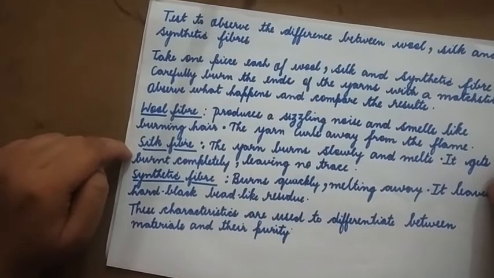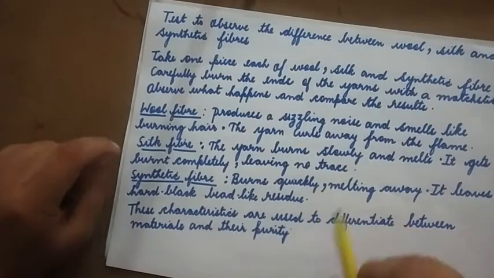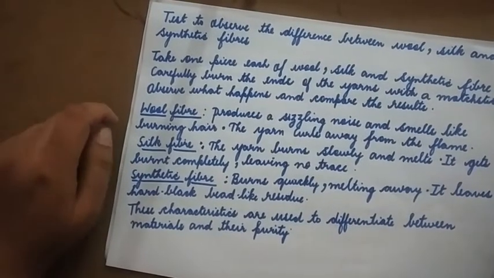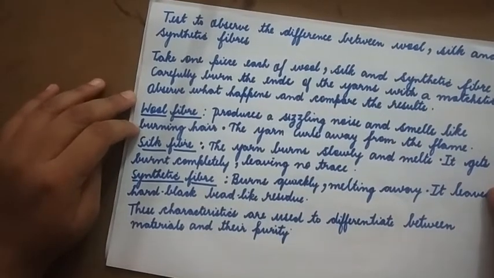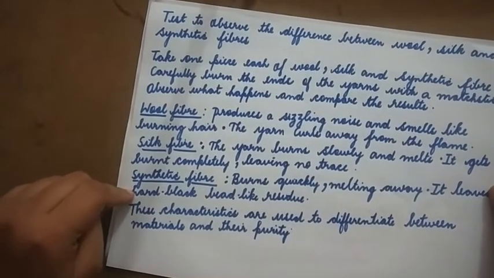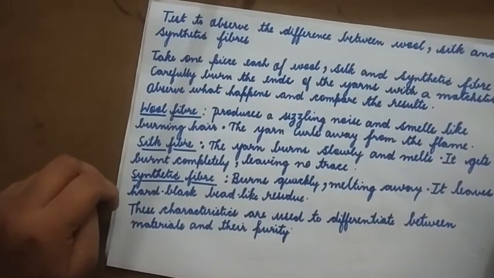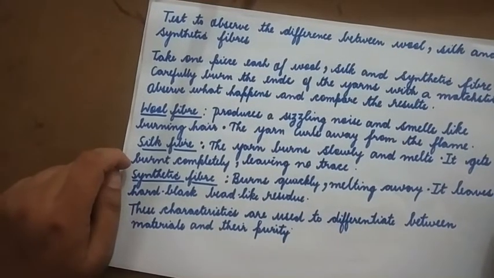Suppose it is a silk fiber. The yarn burns slowly, at a very slow pace, and melts. It gets burnt completely, leaving no trace. Synthetic fiber burns quickly, melting away. It leaves a hard black and bead-like residue.